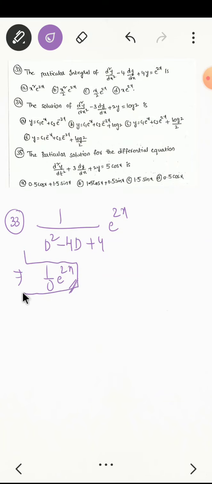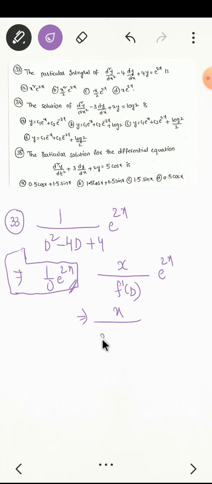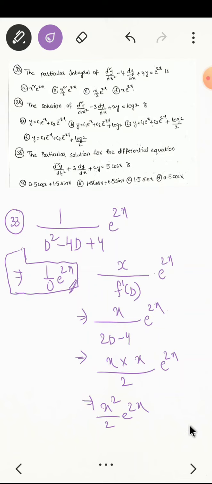So whenever you get 1 by 0, you should apply L'Hospital rule. What is L'Hospital rule? You have to multiply x and you have to do differentiation of the below function. So I am multiplying x and doing differentiation of this function: 2D minus 4, e raised to power 2x. Now again substitute 2. If I substitute again 2, that is giving me 0 again. So I cannot do. Then again multiply x, again do differentiation, I will get 2 e raised to power 2x. Complete answer is x square by 2 e raised to power 2x. So x square by 2 e raised to power 2x, option B is correct.